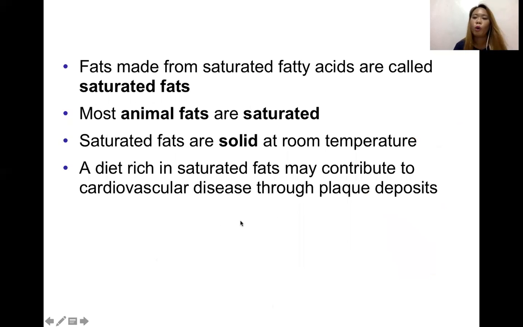Okay, so most animal fats are saturated, such as your butter and your margarine, whereas your unsaturated fats usually come from plants, so they're a healthier version. And studies have shown that a high intake of saturated fats causes several cardiovascular diseases because they create blockage in your arteries and in your veins, or what they call plaque deposit.